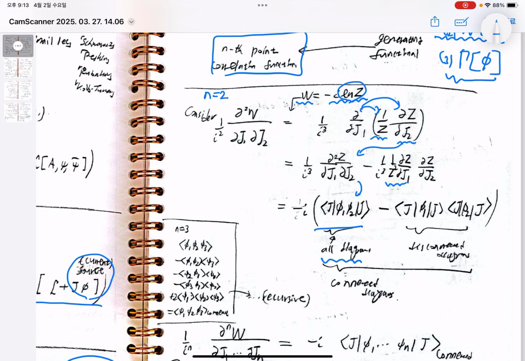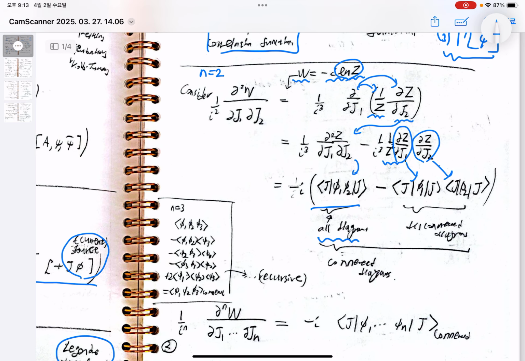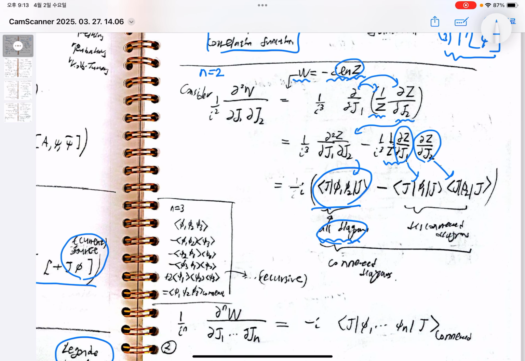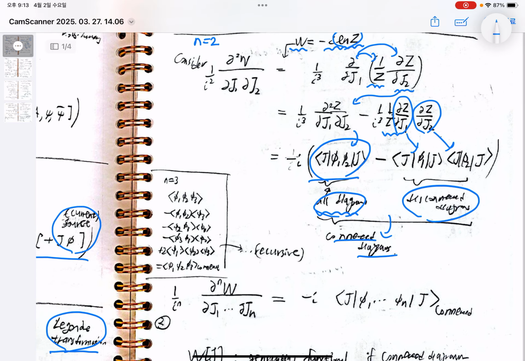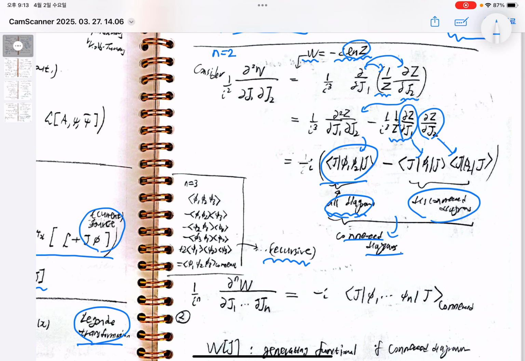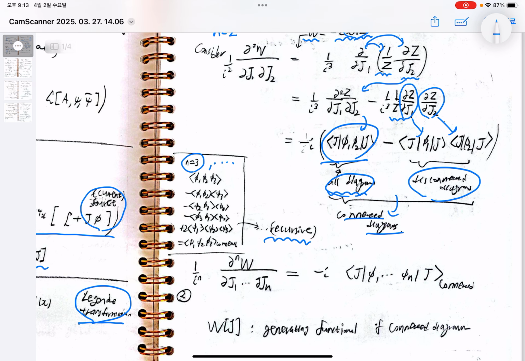It contains all the diagrams. But the second term, with its two components, gives the one-point correlation function each, and this gives the disconnected diagram. So the first term contains all the diagrams, and the second term represents the disconnected diagram. If we subtract the two terms, then this gives only the connected diagram. And by the recursive proof for n equals 3 and all the integers, the n-th derivative of the generating functional of the connected diagrams, W, gives the n-point correlation function for the connected diagrams. So this is the first result.